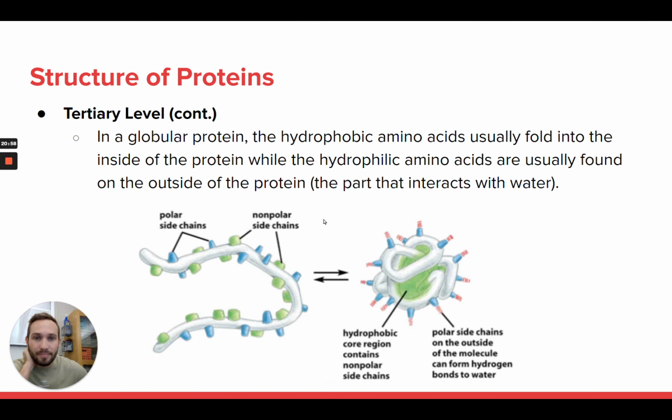Oh, I'm sorry, before I get to the quaternary level, there's one last thing I want to say about the tertiary level. Another thing that we're going to commonly see in a three-dimensional protein is that the hydrophobic amino acids, the amino acids that have hydrophobic R groups, are usually going to fold into the inside of a protein. These non-polar hydrophobic R groups are going to fold inward, and the hydrophilic ones, the polar ones, are usually going to be found on the outside of the protein. And that's because these proteins exist inside of our bodies and inside of our cells, which are made of mostly water.